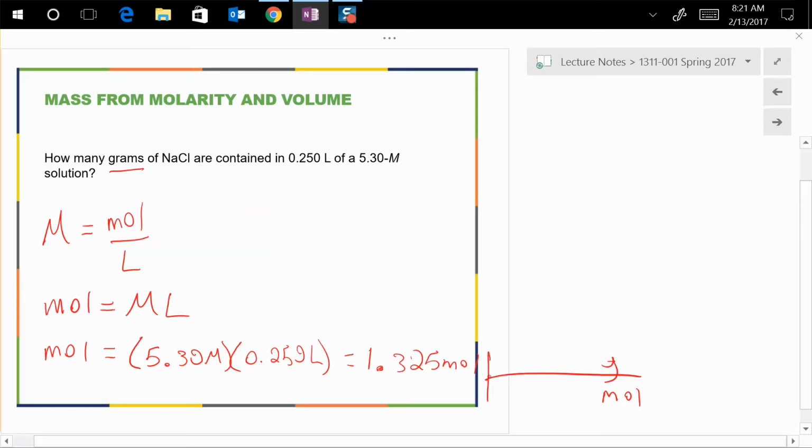What numbers am I going to put in here? Moles are always 1. Grams, where do I find that? Good.